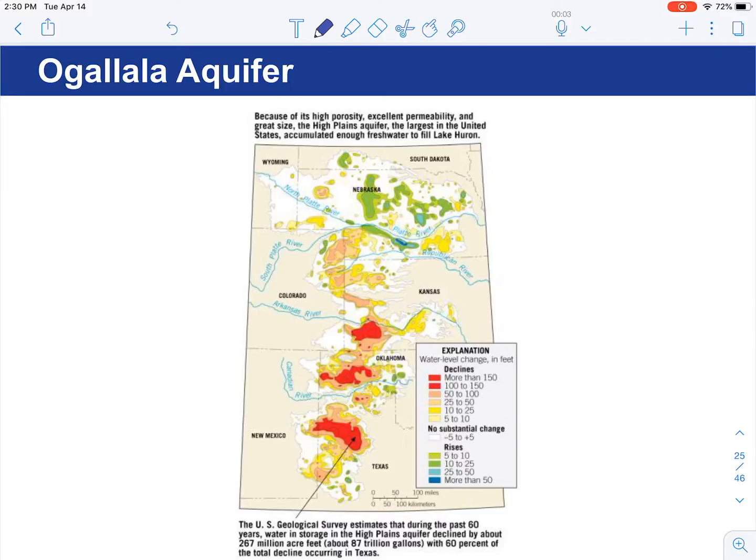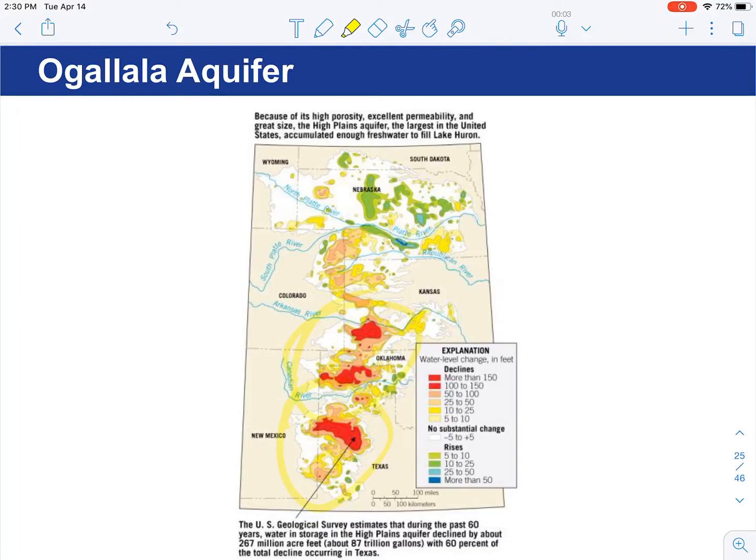So what that means is that during the past 60 years or so, there's been a rate of withdrawal of this groundwater that has by far and away exceeded the amount of recharge from precipitation. So the water table is dropping at a rate where it's not going to be present much longer, and especially these areas in here. Okay, it's taken about 5 million years to fill this reservoir.